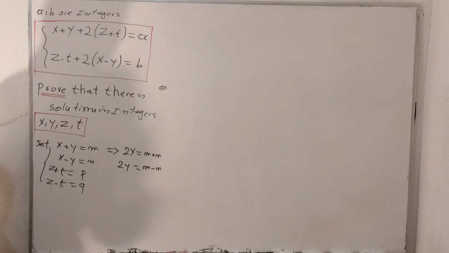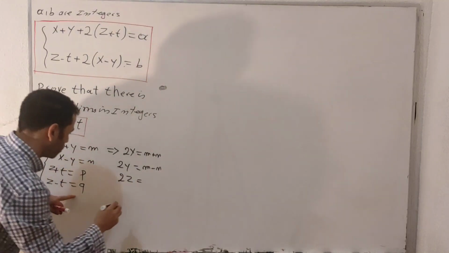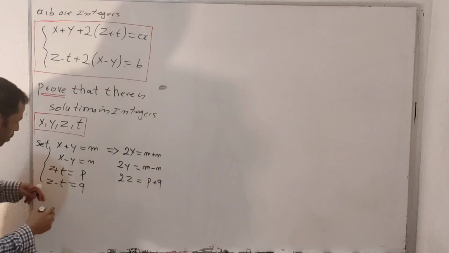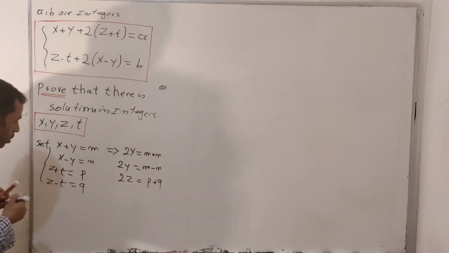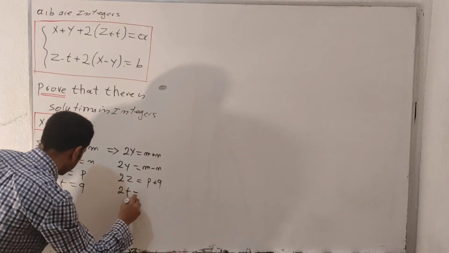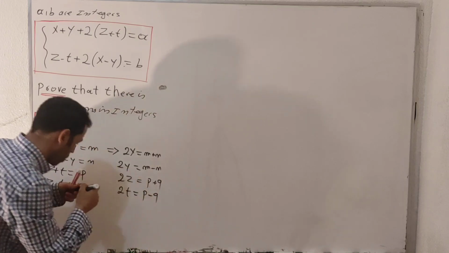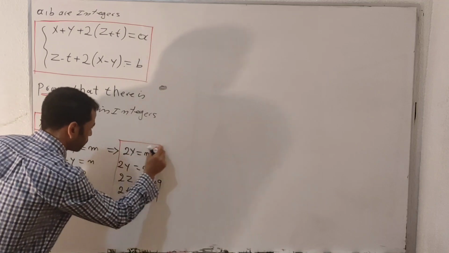For the third equation, I will have 2z equals p plus q. Same thing with t, just this time I'm going to subtract equation number 3 from equation number 4. I will get 2t equals p minus q. I'm going to keep these 4 expressions for later.